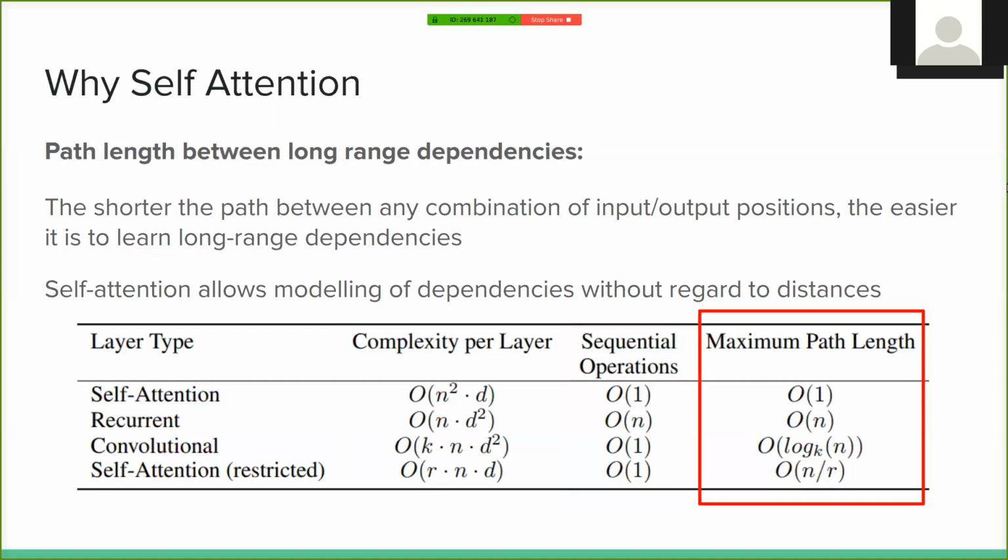Lastly, we saw that the shorter the path between any combination of input-output positions, the easier it is to learn the long-range dependencies. So with self-attention, we saw that it allows modeling of dependencies without regard to the distances. So that's once again one strong advantage of self-attention over RNNs and CNNs as well, is that now there is no regard to distances, so we don't have to focus on the distance between long-range dependencies.